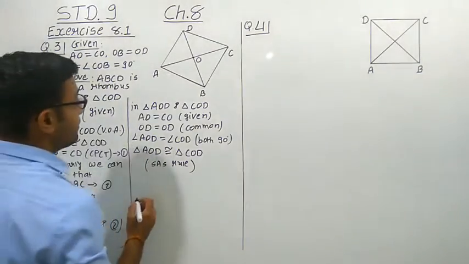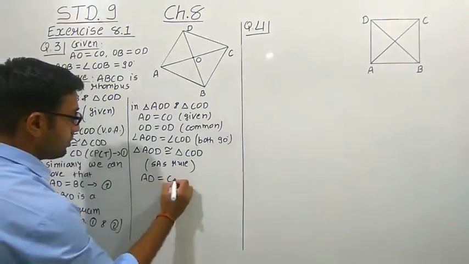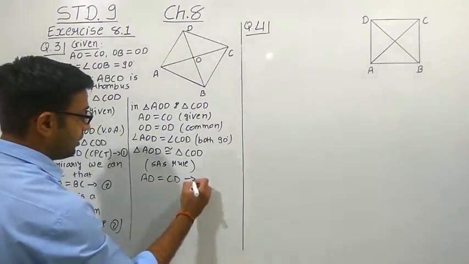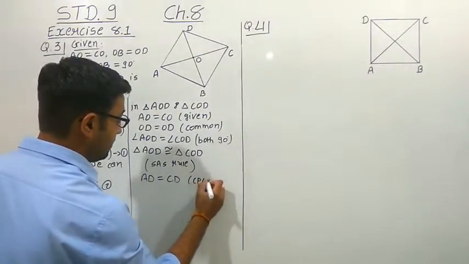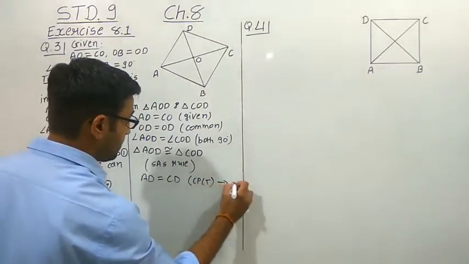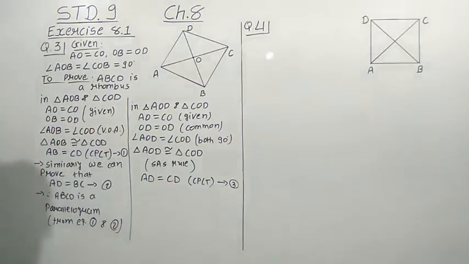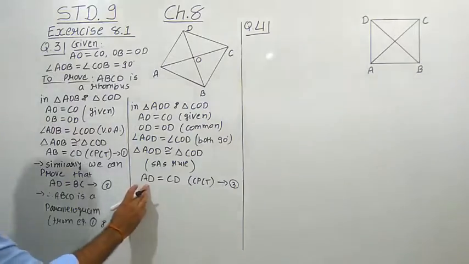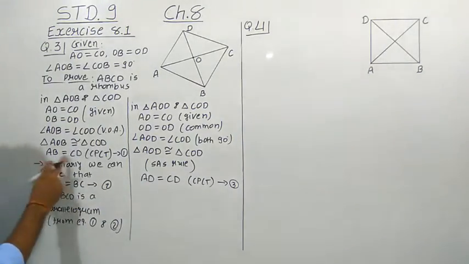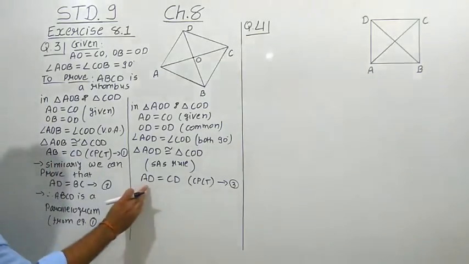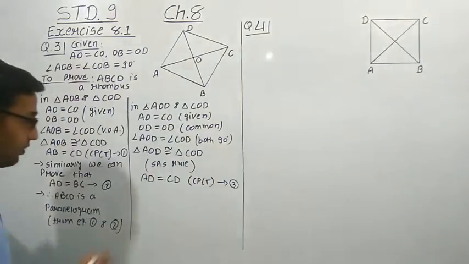So now by CPCT we can write down that AD side is equal to CD side. Right? We can prove that by CPCT and give it the equation number 3. Now notice the equation number 1, 2 and 3. See, AB is equal to CD, CD is equal to AD, and AD is equal to BC. That means all the four sides are equal.